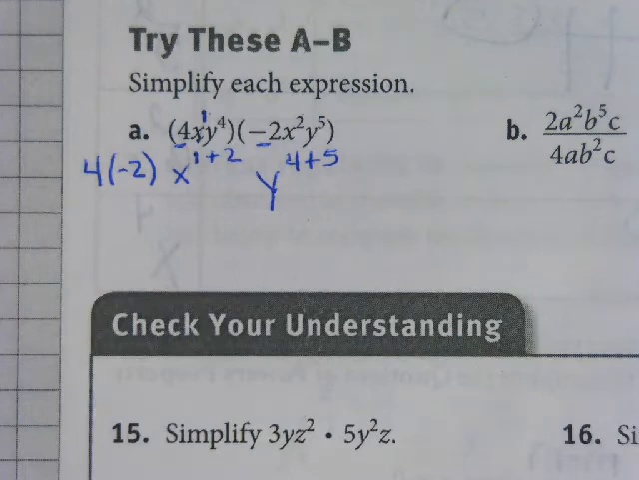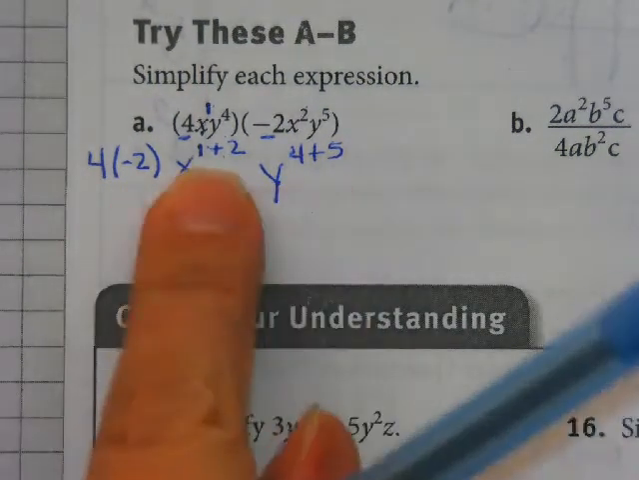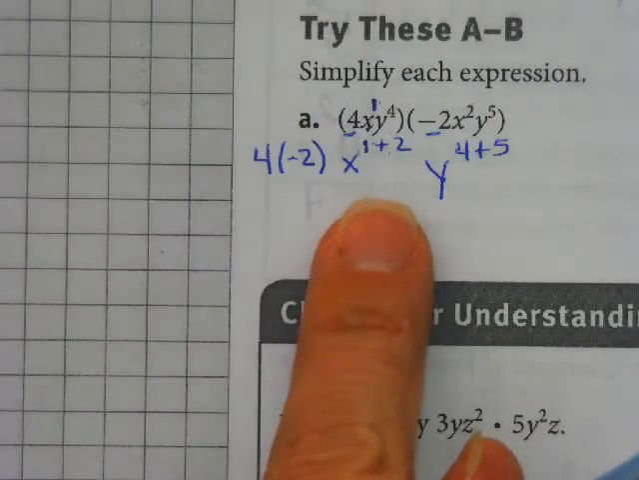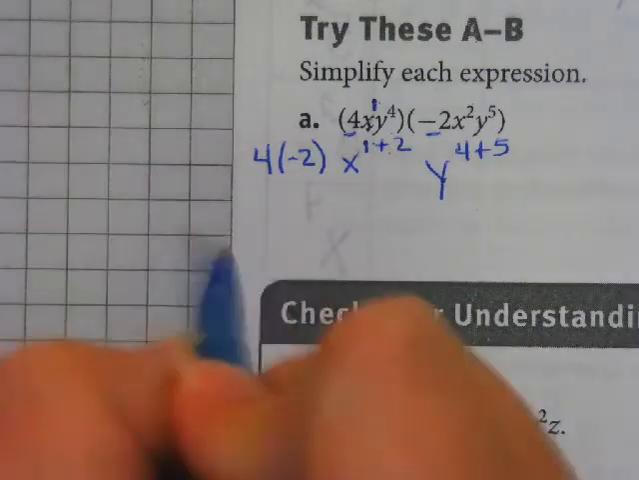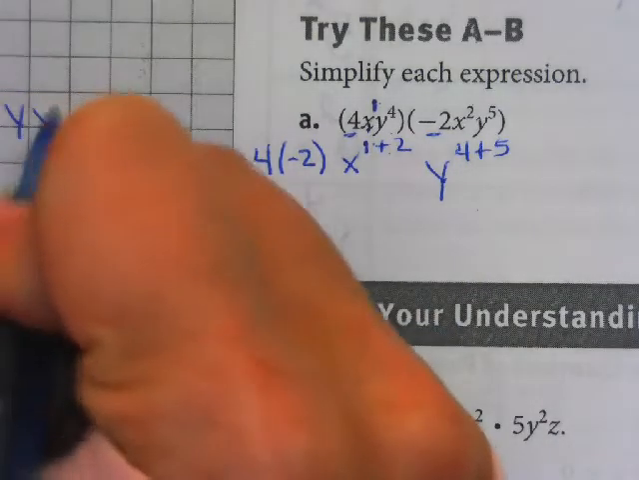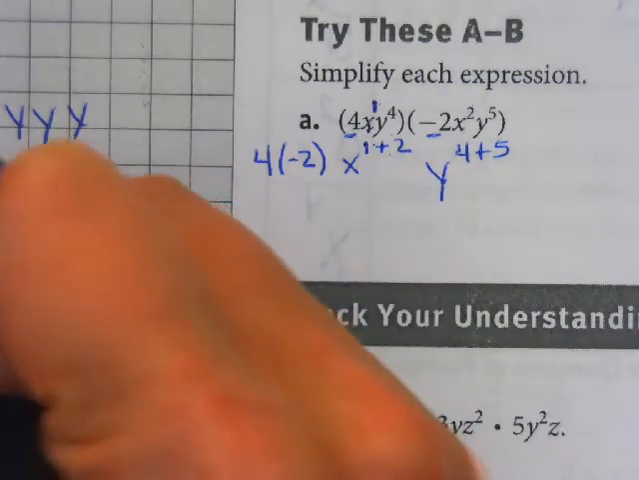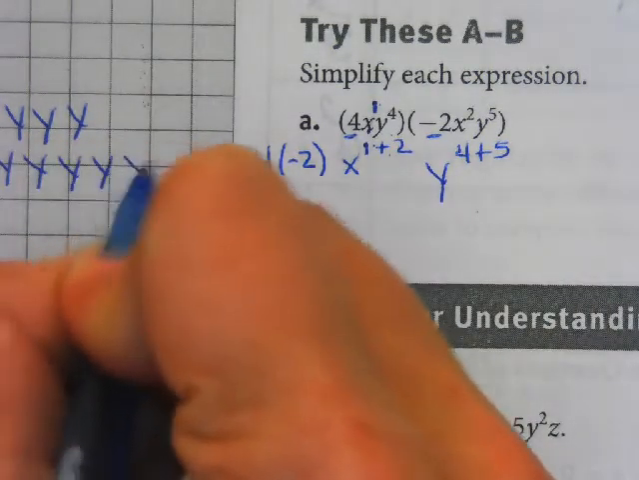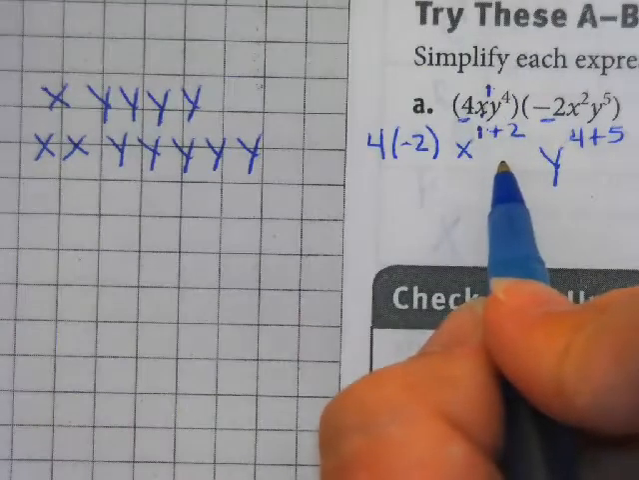Then you can go ahead and do your math. If this is a little confusing, we could come over here and say I have x to the first and y to the fourth, and I have x squared and y to the fifth. So I can see that is why I'm adding these exponents.